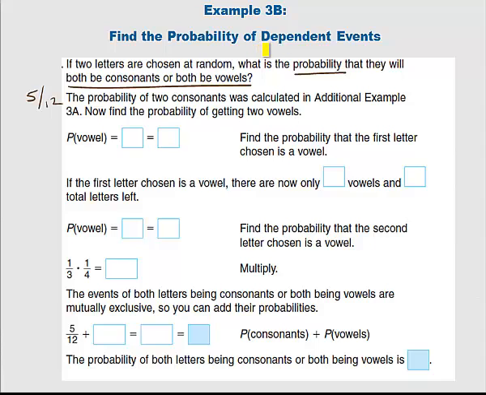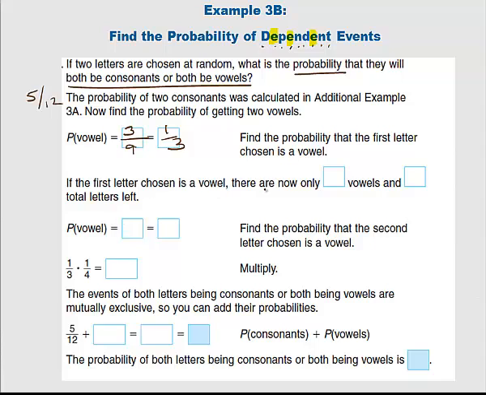We're looking at the word dependent. Here's a vowel. Here's a vowel. Here's a vowel. So there are 3 vowels out of 1, 2, 3, 4, 5, 6, 7, 8, 9 letters. The probability of getting a vowel is 1/3.